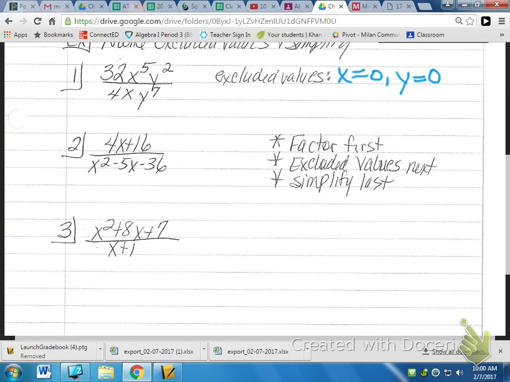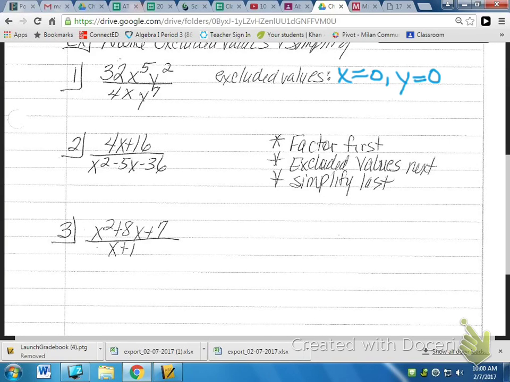Excluded values are values that you really don't want those variables to be. So the excluded value would be as if x was 0 and y is 0. And it goes back to those problems that we talked about where it says assume that the denominator is not 0 or x is not 0. It's these same things. Those variables cannot be 0. That's why they're called excluded values. You want to exclude those.